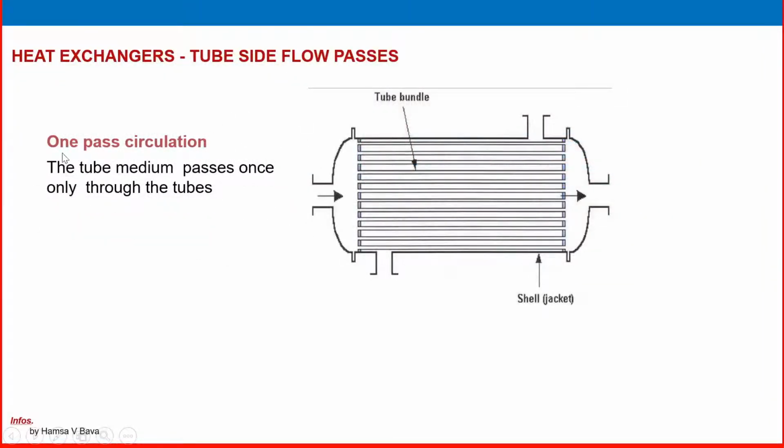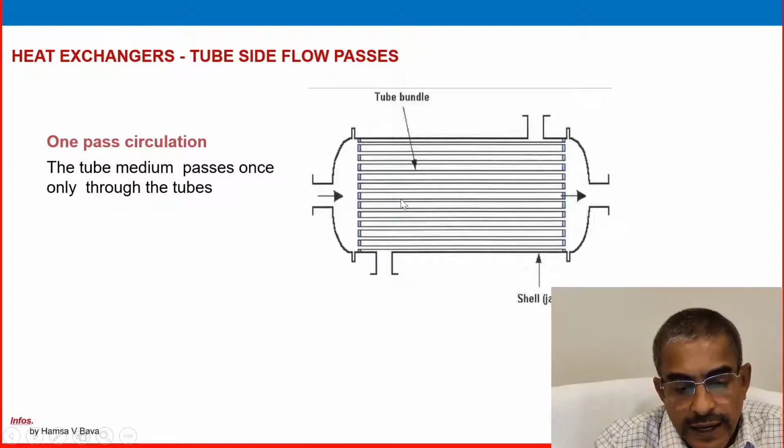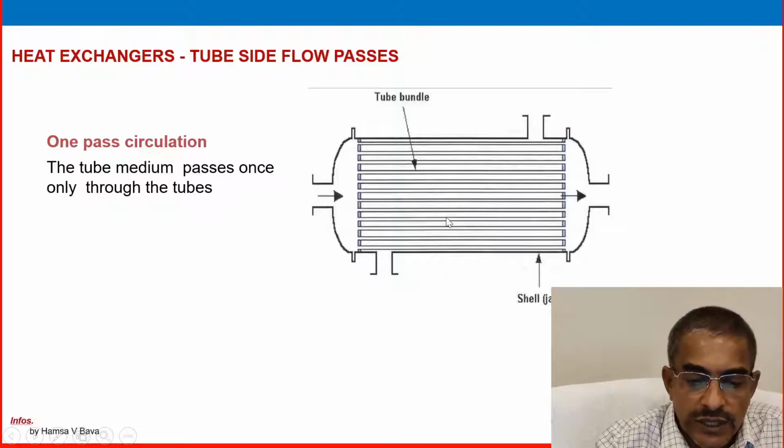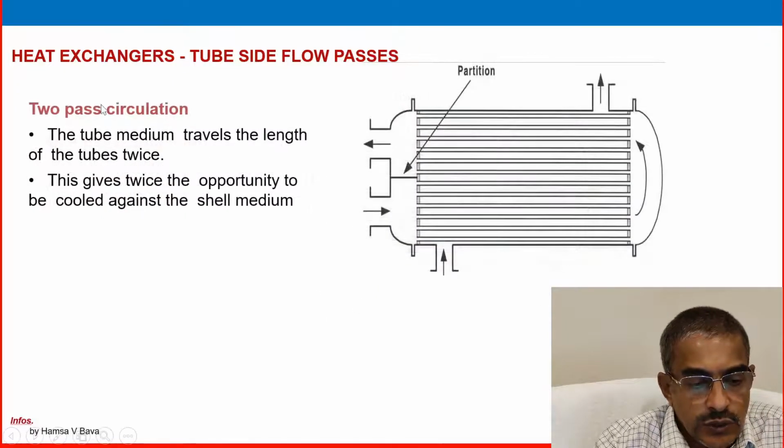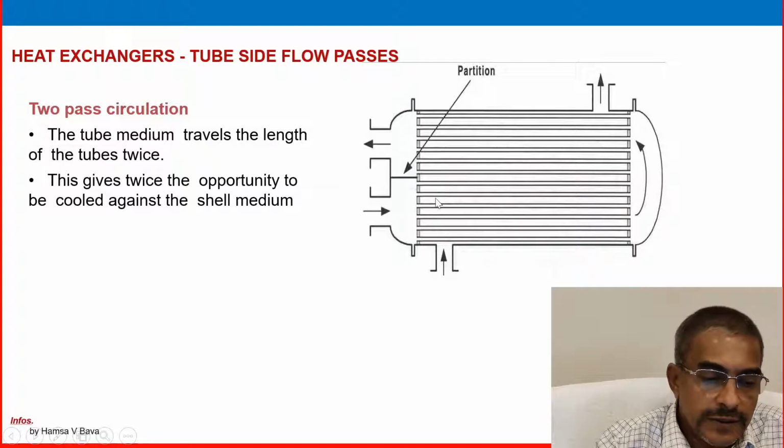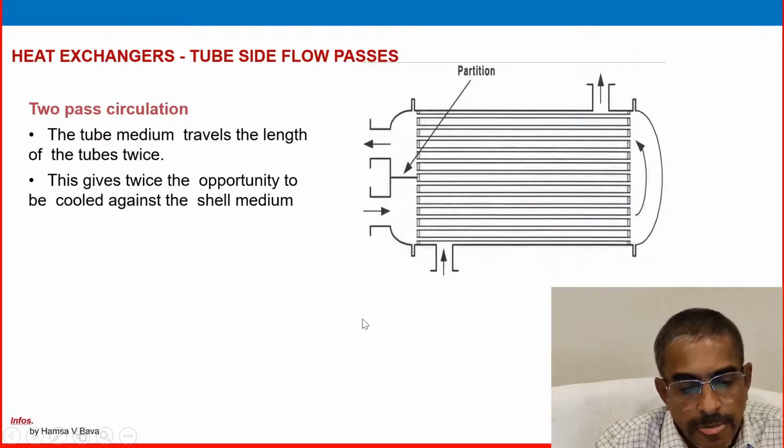Tube side flow, one pass circulation: the tube medium passes once only, entering from here, passing through the entire length of the tube and exiting from the other side. The shell also has one side. In a two-pass circulation, the tube fluid enters from one side, goes through, and exits from the same side where it entered. So it passes twice through the tube side. The tube medium travels the length of the tubes twice, which gives twice the opportunity to be cooled against the shell medium.